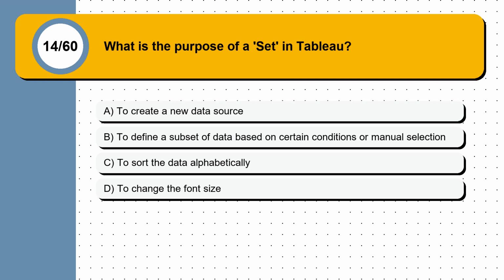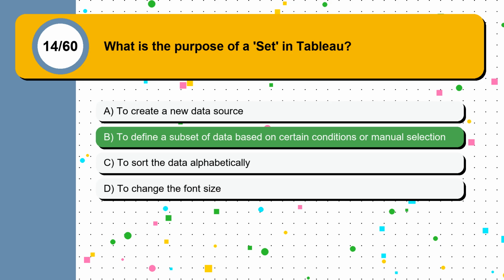Question 14. What is the purpose of a set in Tableau? Option A, to create a new data source. Option B, to define a subset of data based on certain conditions or manual selection. Option C, to sort the data alphabetically. Option D, to change the font size.